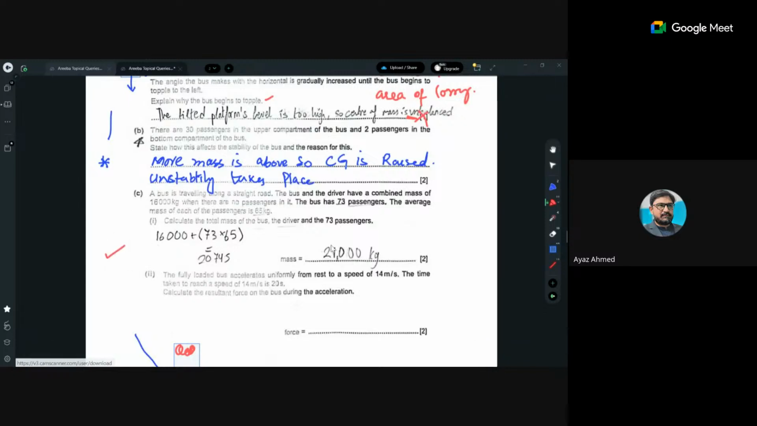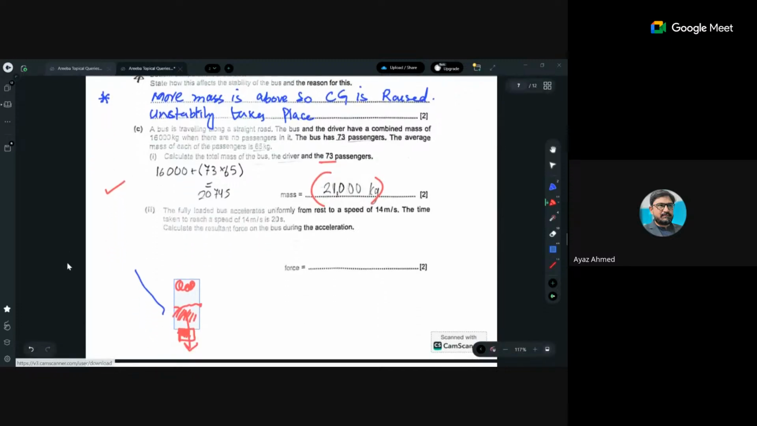After that, the next question is about the bus travelling. What did you have to do here? Calculate the mass of the bus, driver and 73 passengers. So you have to add the total. Then a fully loaded bus accelerates uniformly from rest to a speed of 14 meters per second, and the time taken is 20 seconds. Calculate the resultant force during this acceleration.